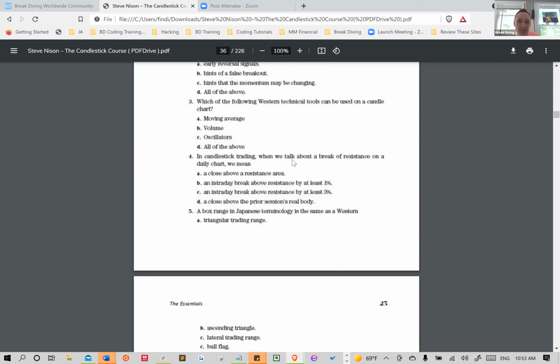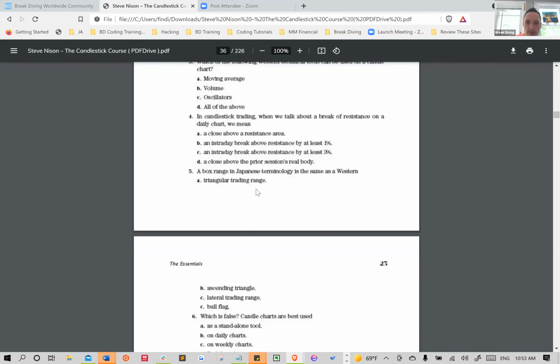In candlestick trading, when we talk about a break of resistance on a daily chart, we mean a close above resistance area. Yeah, it's got to be a close above. Oh wait, yeah, because it's resistance, so it's the top. Yes. Support and resistance. Good.